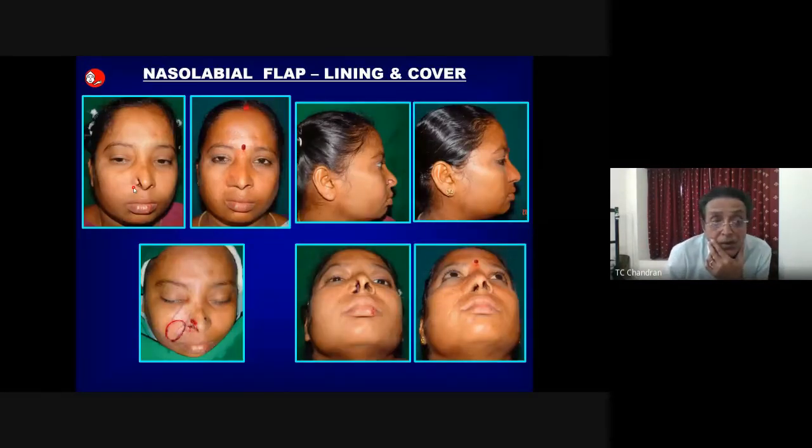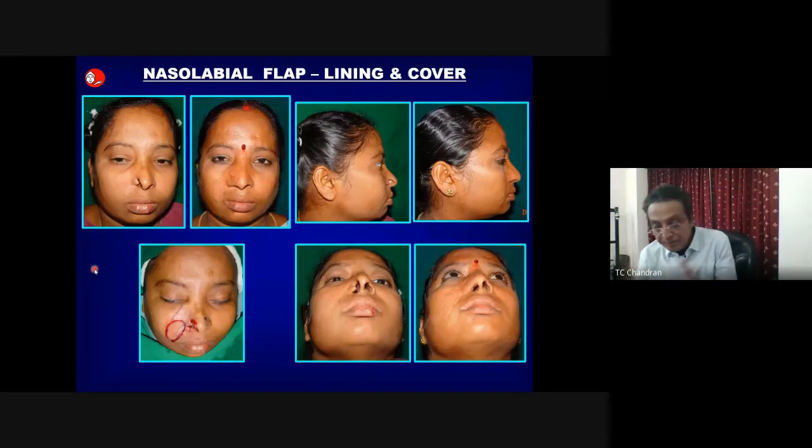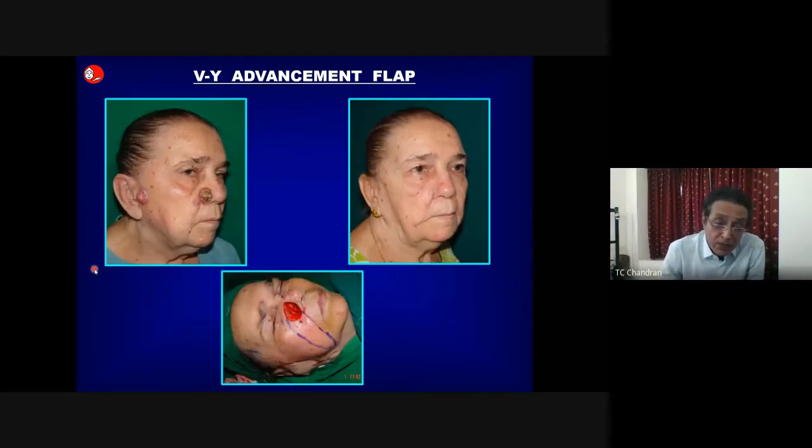Lower down, you can have composite defects like this. Again, an islanded nasolabial flap used both for lining and cover, and follow it up with a skeletal support. I generally prefer the conchal cartilage of the ear. You can shape it very nicely as the alar cartilage and then give that as the cover. Now, this is what I was telling you about.